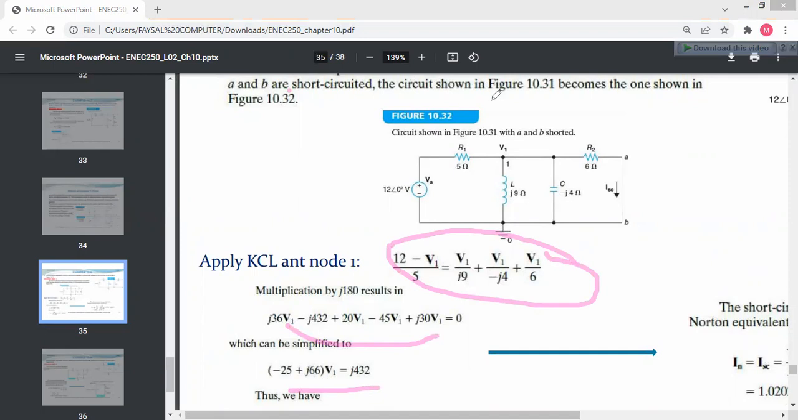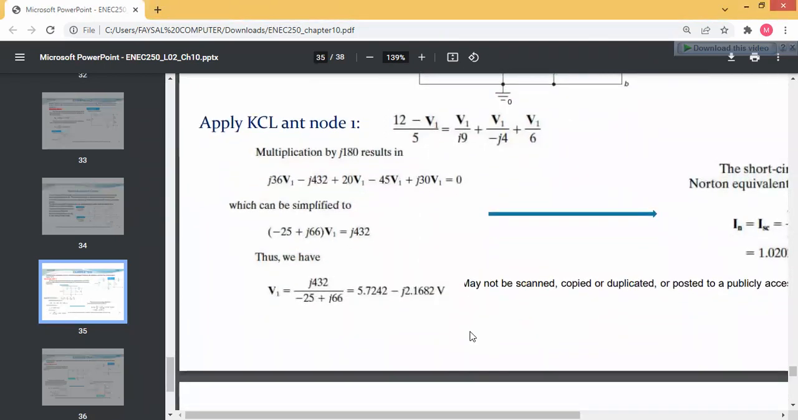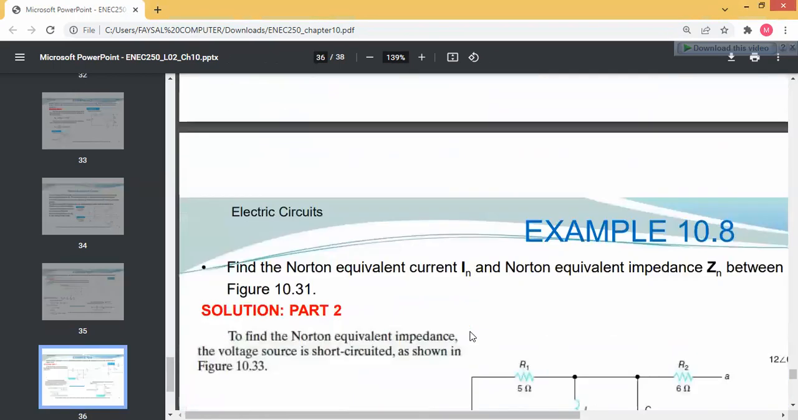Applying KCL at node number 1, this will be equal to (12 minus V1) divided by 5, which will be equal to V1 divided by j9 plus V1 divided by minus j4 plus V1 divided by 6. This is what I get when I apply the KCL at node number 1. From this, after simplification, I can find the value of V1.